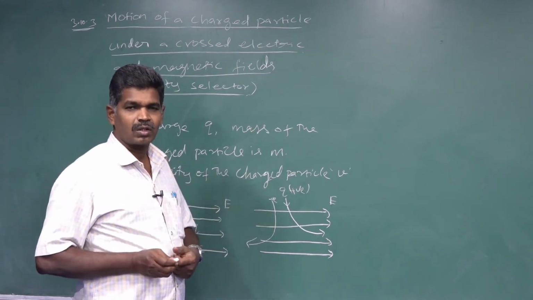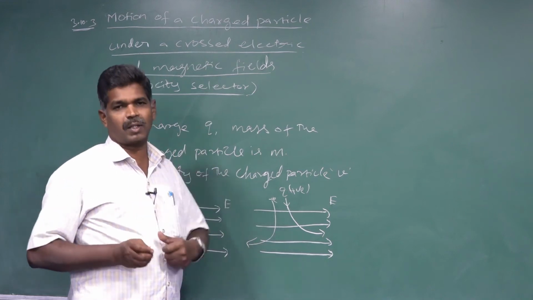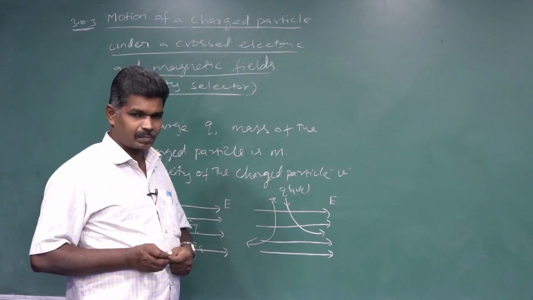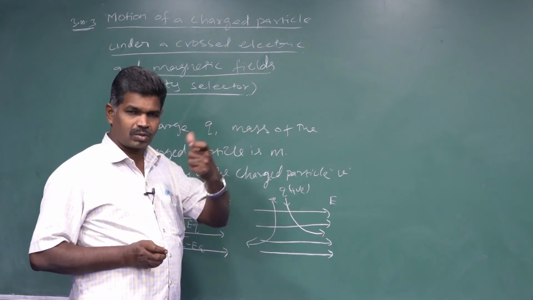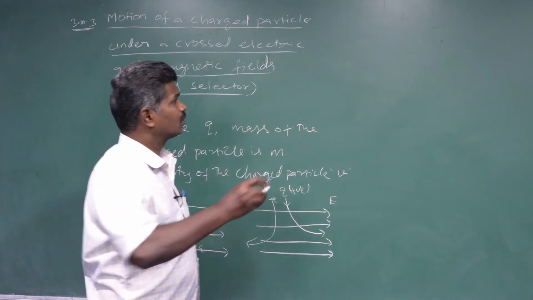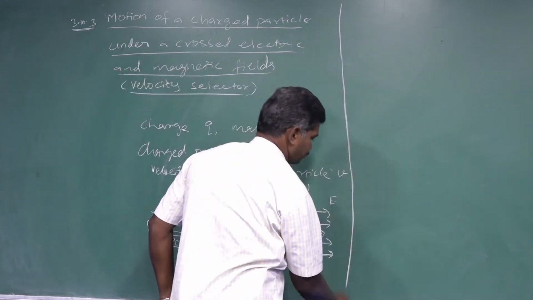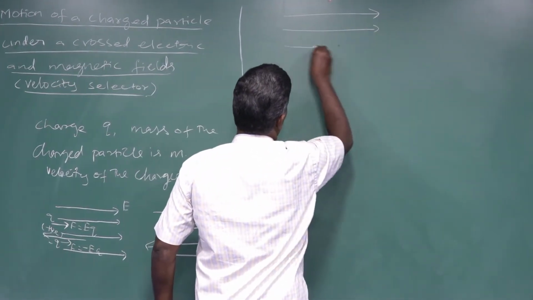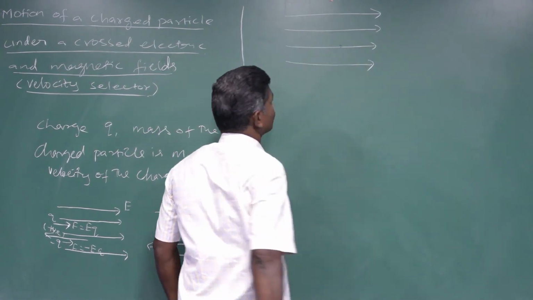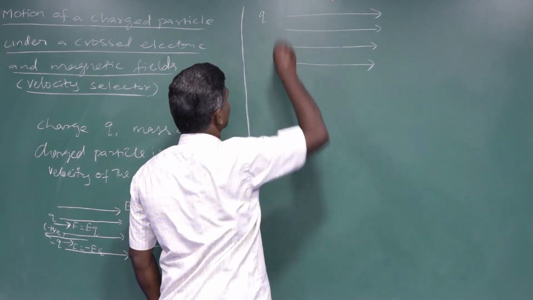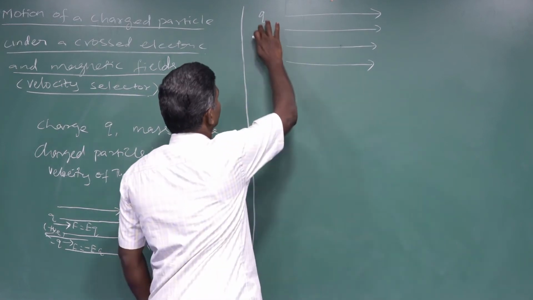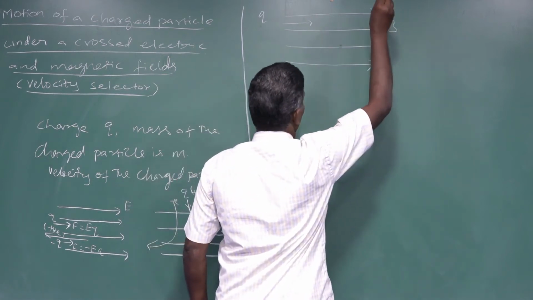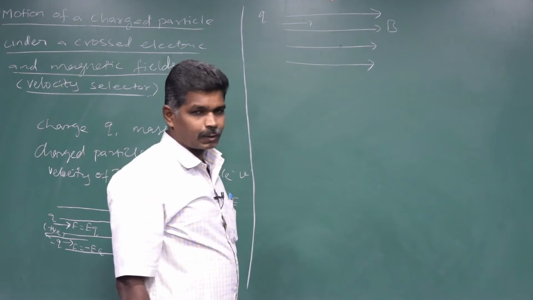Next we are going to see about the same Q charged particle, which has mass m and moves with velocity v, in a uniform magnetic field. So we are going to take a uniform magnetic field, and the same Q charge enters inside the uniform magnetic field which has magnetic induction B.